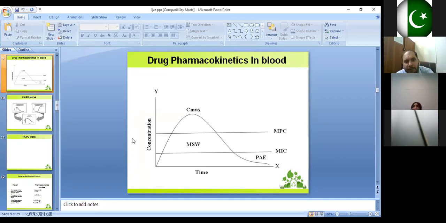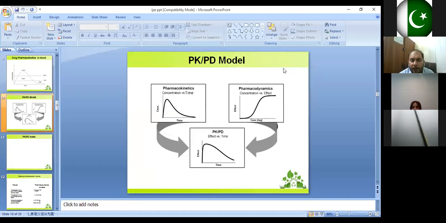Now this is the PKPD model. It is also described with an example. In pharmacokinetics, we have just the time and concentration curve. The dynamics is concentration and effect. And the PKPD model is effect and time. The correlation between effect and time, that is the PKPD.